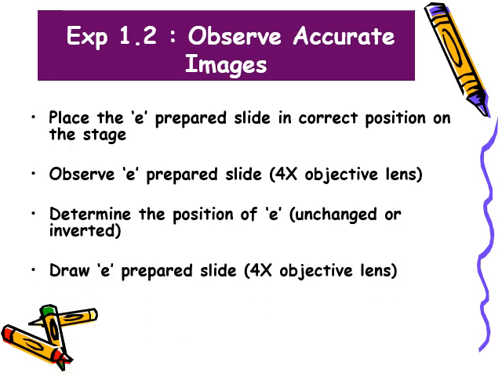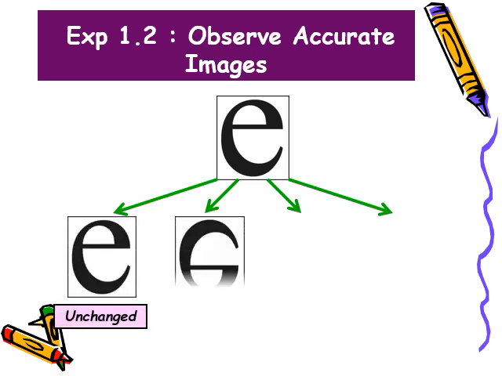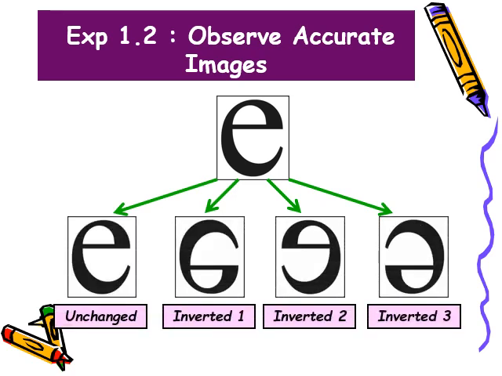After that, the student should determine the position of E and determine whether it is unchanged or inverted. And lastly, students must draw the prepared slide under 4x magnification. So here is an example of a prepared slide, and here are the expected images of a letter E that students should obtain. So, students have to determine which of these images is the correct one.